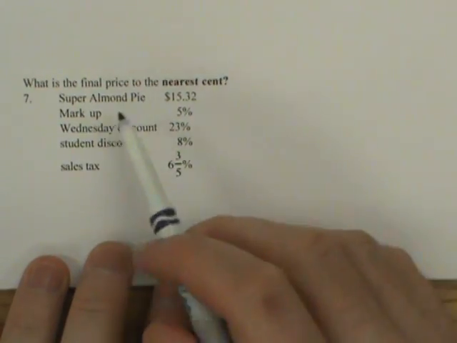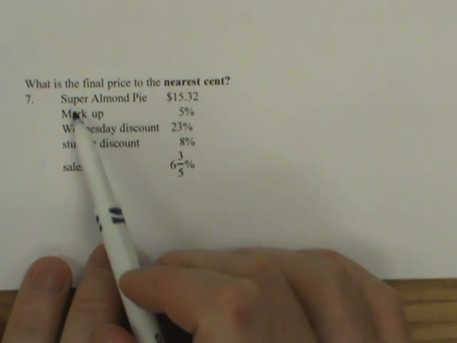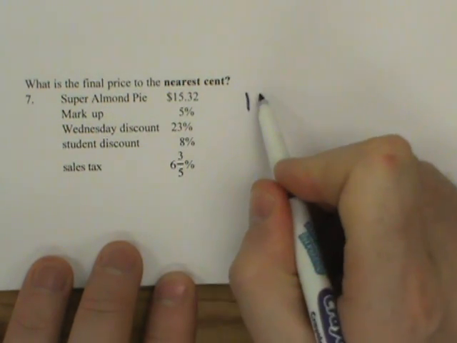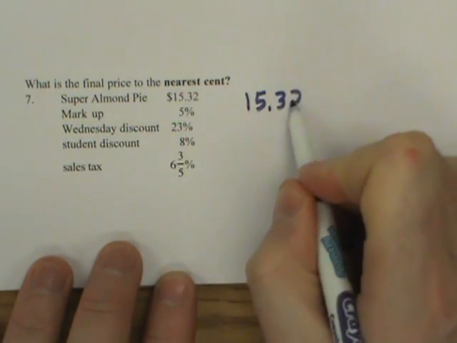Here's our last example of buying something. I want a super almond pie. It costs $15.32. So I'll start with the price of the item.